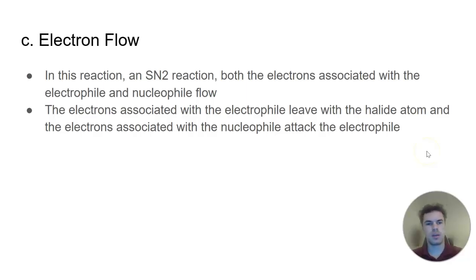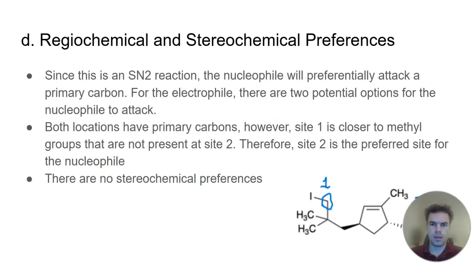And as I was just saying, electron flow follows that the iodide atom will leave as soon as the electrons associated with the carbon atom on the lithium acetylide compound join the electrophile. And then specifically with this compound, I noticed that there were two potential sites that the nucleophile could attack, and I've labeled 1 and 2 in the presentation.